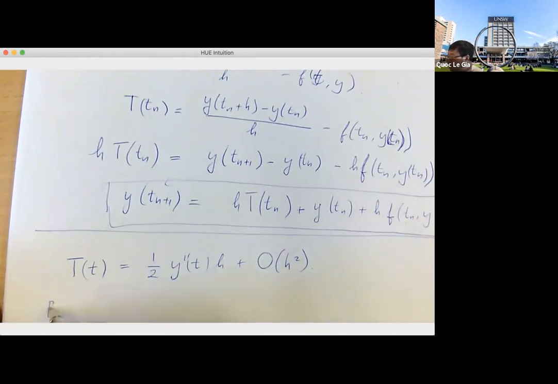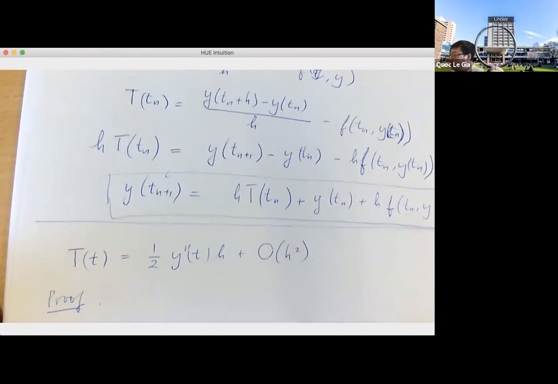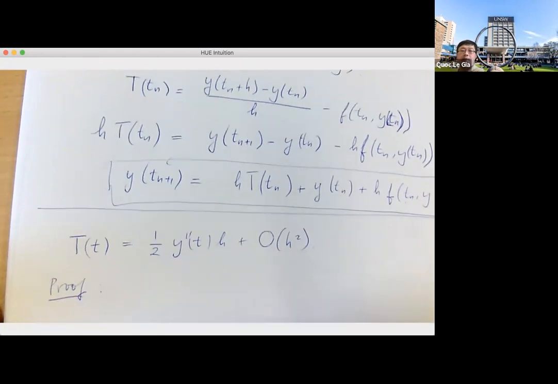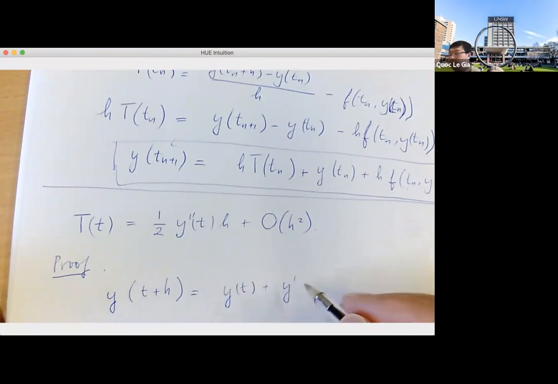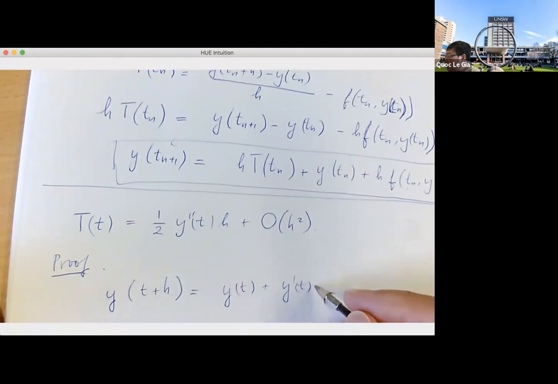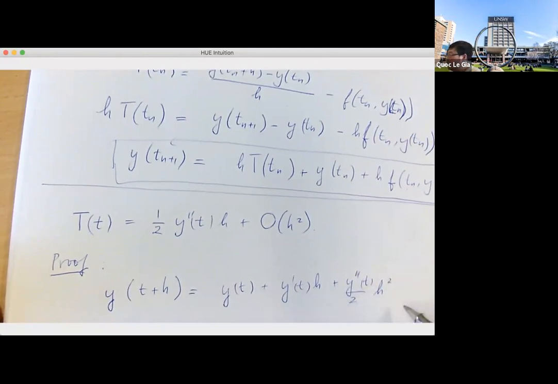So how do we prove it? Well, first we use Taylor expansion. Remember the Taylor expansion of the function y at t plus h will equal y at t plus y prime of t times h plus y double prime of t over 2 times h squared, plus something of higher order. I don't worry about higher order terms now.